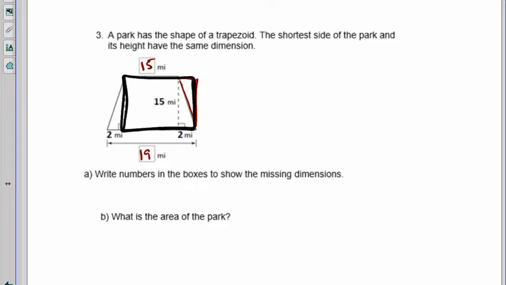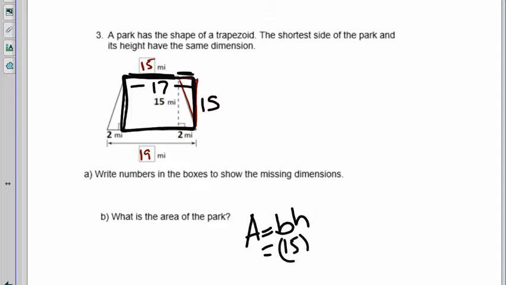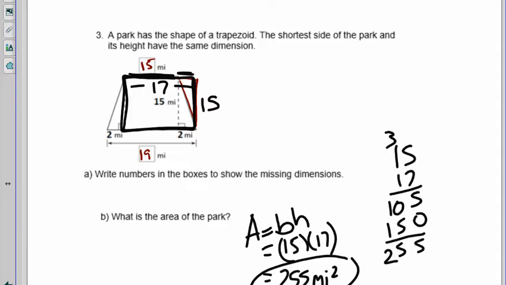And the dimensions of that are 15 high. And I have 15 plus 2 more. It's 17. It's 17 in this dimension. So I can do area is base times height is 15 times 17. Doing that math, I get 255 miles squared.